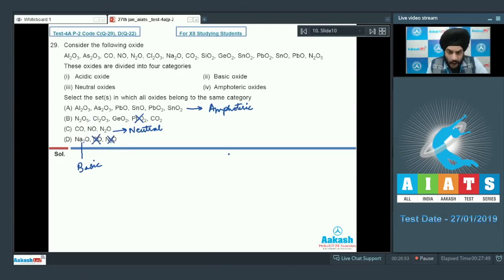So if you look at the options very carefully, we can see that the oxides given in option A are all amphoteric, whereas the oxides given in option C are all neutral. So for question number 29, we have to select option A and option C as the correct answer. Let us look at the next question now.